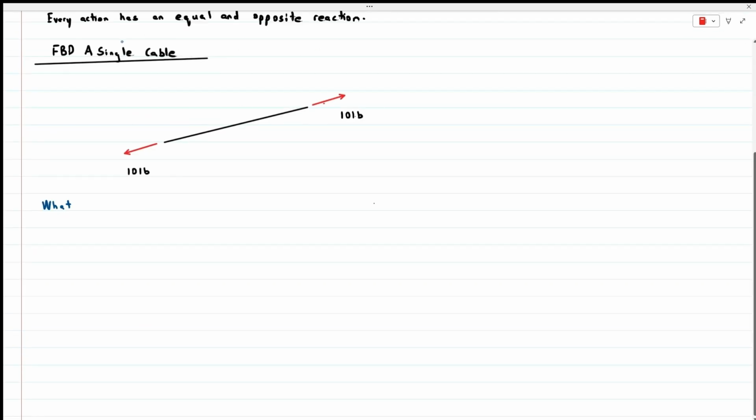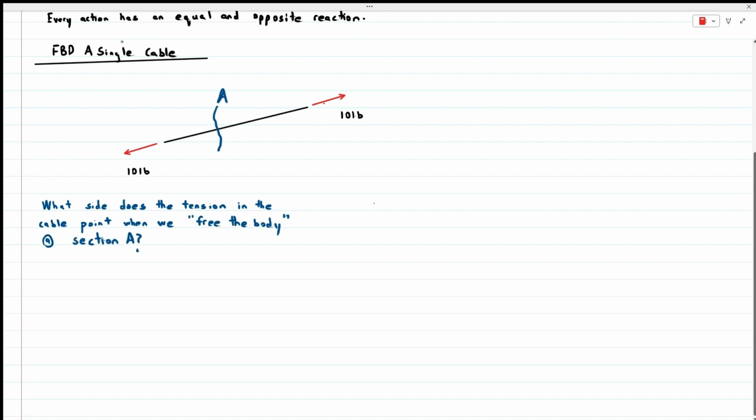Now I have a question for you. What side does the tension in the cable point when we free the body at this section that I'm going to draw, section A? What you should reply to that question is that the direction of that tension in the free body diagram is going to be dependent on which side exactly we choose to look at. And sometimes it could be dependent on the location of this cut. But in this case, it's independent of the location.